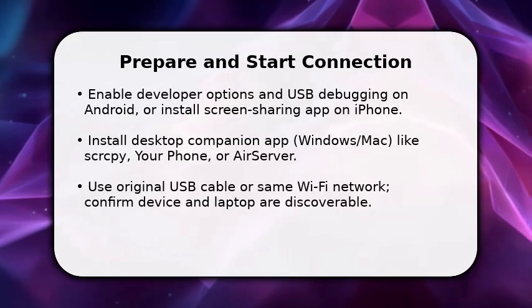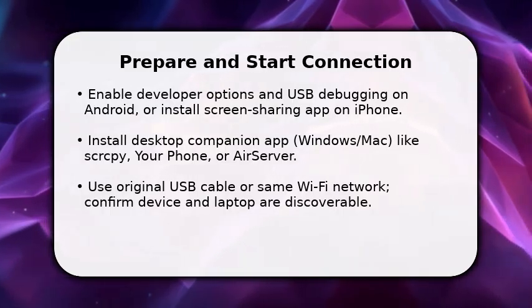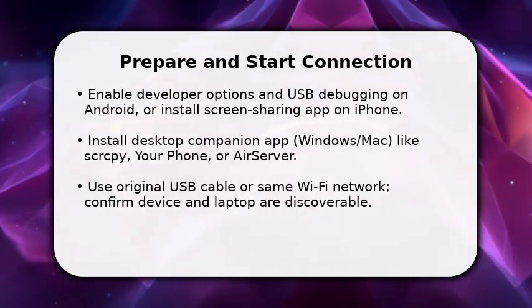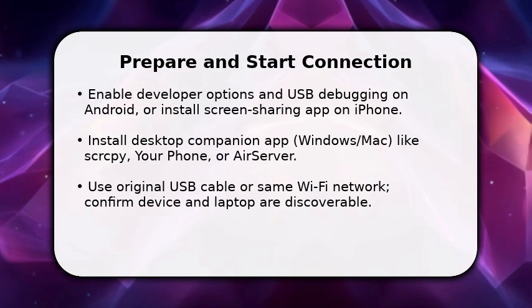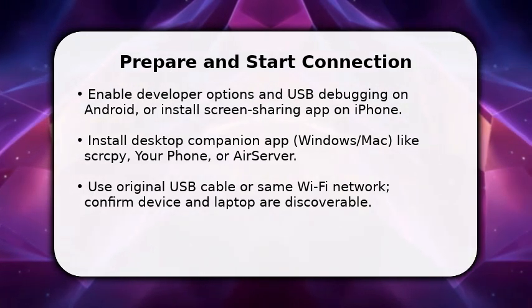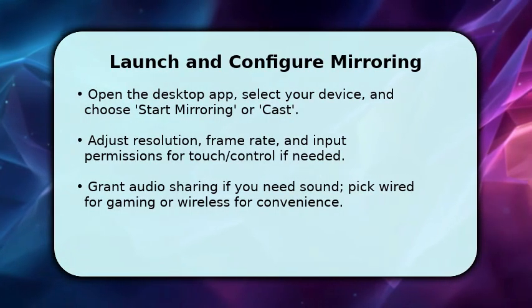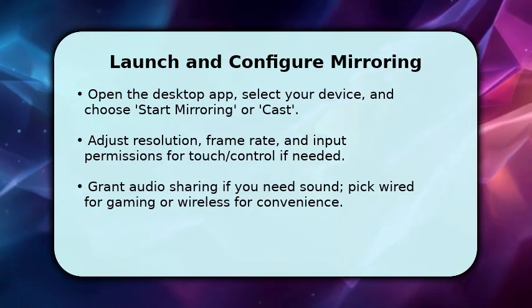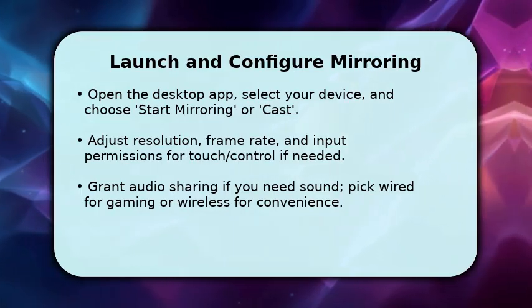Once connected, open the desktop companion app and allow any prompt on your phone. This authorizes the mirror. Doing this now sets the session parameters, so the app can capture your screen and stream it to the laptop. Once the app recognizes your phone, you select the device and start mirroring. You do this now because it creates the video stream that appears on your laptop.